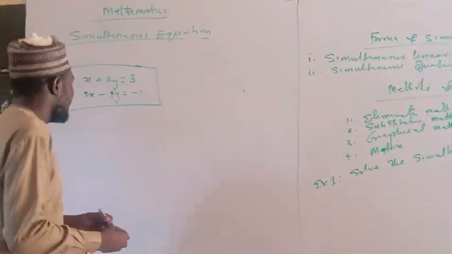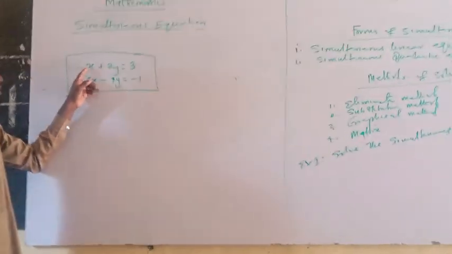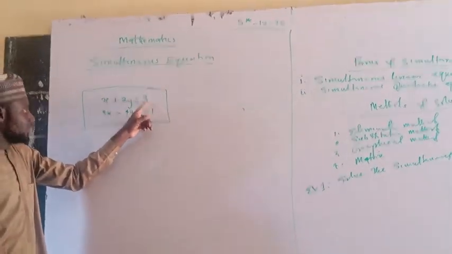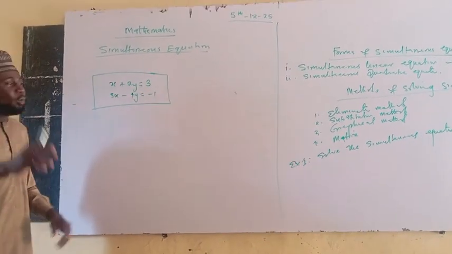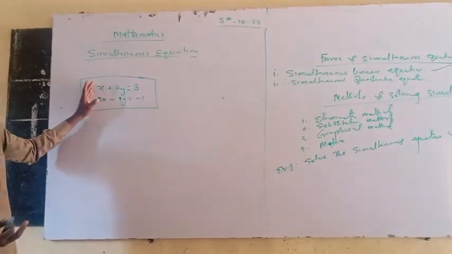So, example number shi ne na farko, x plus 2y is equal to 3. Now, 3x minus 4y is equal to minus 1. Example 2, this is simultaneous equation. Why is this simultaneous equation?